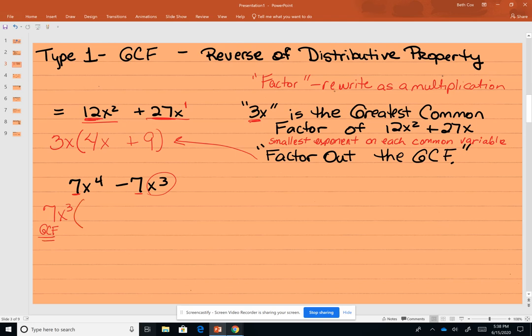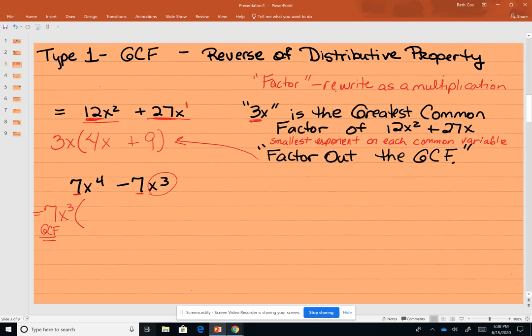And then we open up a set of parentheses because we're going to rewrite as a multiplication problem. So we divide. 7 divided by 7 is 1. X to the fourth divided by x to the third would just leave me an x. Be a minus 7, a negative 7, so it'll be another 1, and that would be it. So that would be the GCF, factored it out.